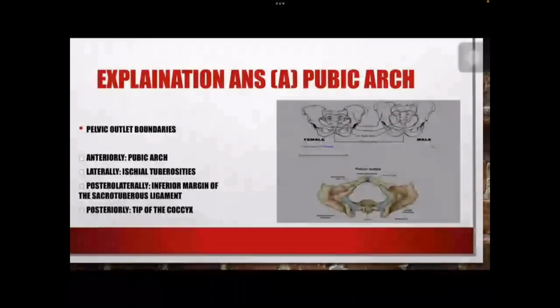So this is the explanation of the answer. The correct option is pubic arch, and the pelvic outlet boundaries are: anteriorly the pubic arch, laterally the ischial tuberosity, as you can see in this diagram. Posterolaterally is the inferior margin of sacrotuberous ligament, and posteriorly is the tip of the coccyx. Is there any doubt? Can we go to further questions?